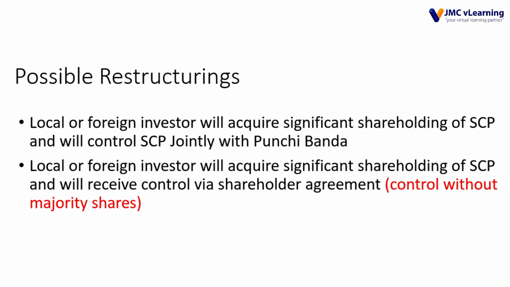They will tell you, okay, Punchibanda will transfer some shares to that foreign investor. They will acquire some shares from the public holding, or from an existing shareholder within the public holding as well, right? An existing shareholder means he is already a shareholder within the public holding who has 20-25%, right? Then they will give you the shareholder agreement, with all the conditions.